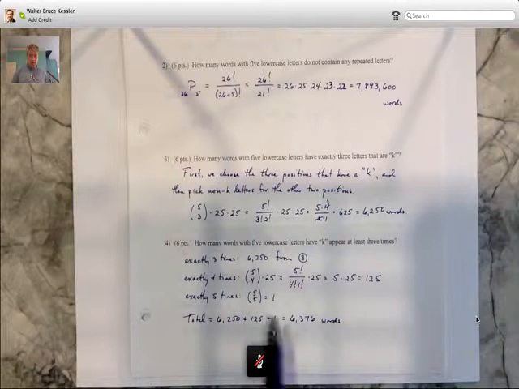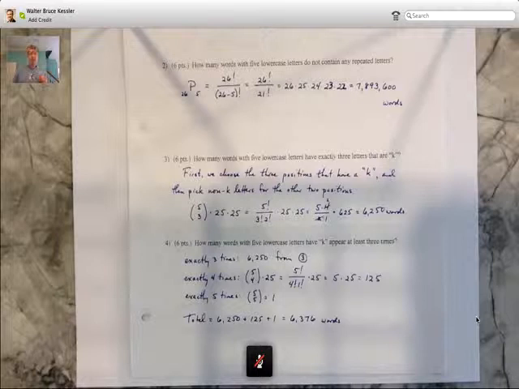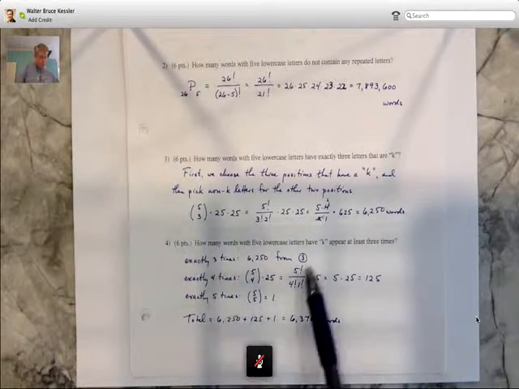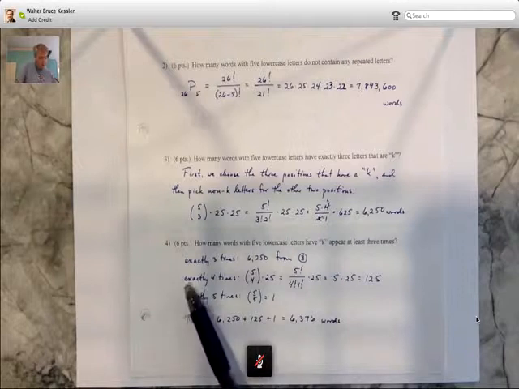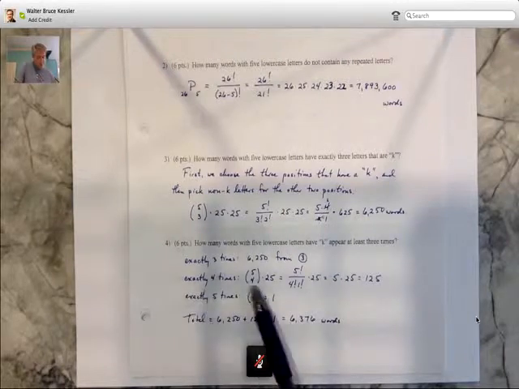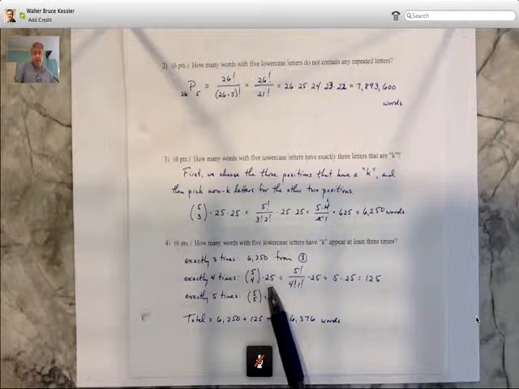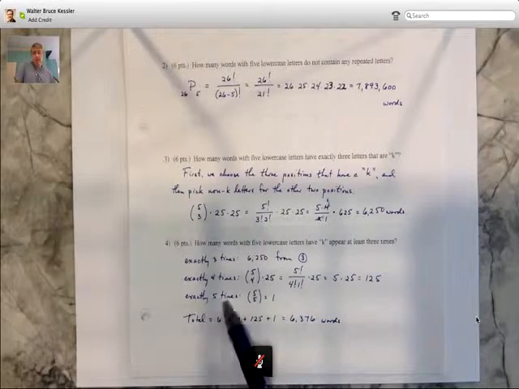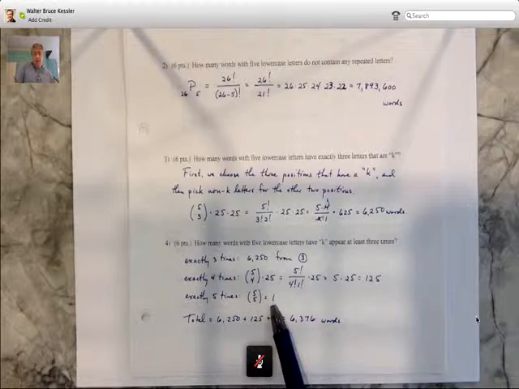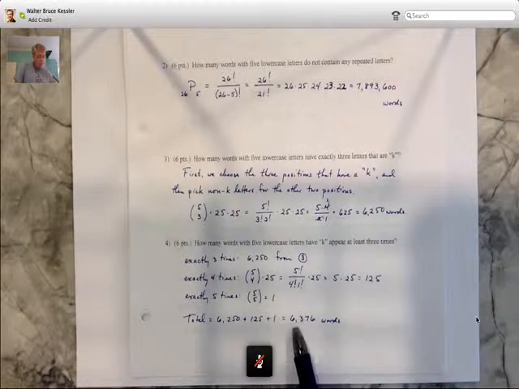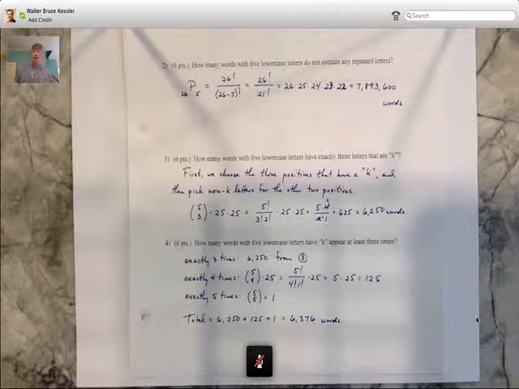And then problem 4, how many words with 5 lowercase letters have K appear at least 3 times? Now, this is 3 times or 4 times or 5 times, right? So what you can do is just do those 3 calculations, and actually we've done the first one for exactly 3 times. That came from the previous problem. With K appearing exactly 4 times, you have to choose the 4 positions that the K is in, and then pick the other letter. And there's only one way to get exactly 5 Ks, and that's just have all Ks. So adding those 3 numbers together, 6,376 words.